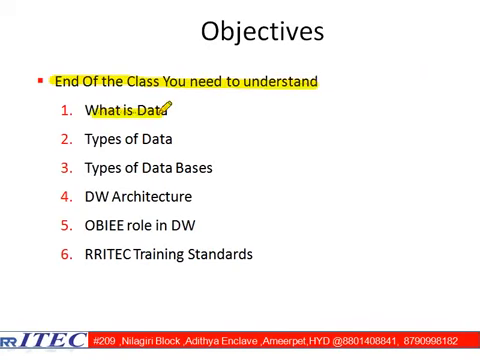So we are learning data warehouse, right? For that, what is data we are going to learn, and what are the types of data available? Next, types of databases available and data warehousing architecture, OBIEE role in the data warehousing, and what are the standards we are maintaining, RRA training standards. These are the 6 points we are going to understand end of my class.